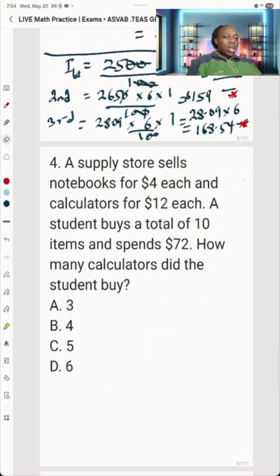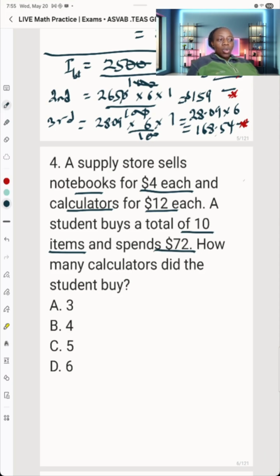The next one says a supply store sells notebooks for $4 each and calculators for $12 each. A student buys a total of 10 items and spends $72. How many calculators did the student buy?